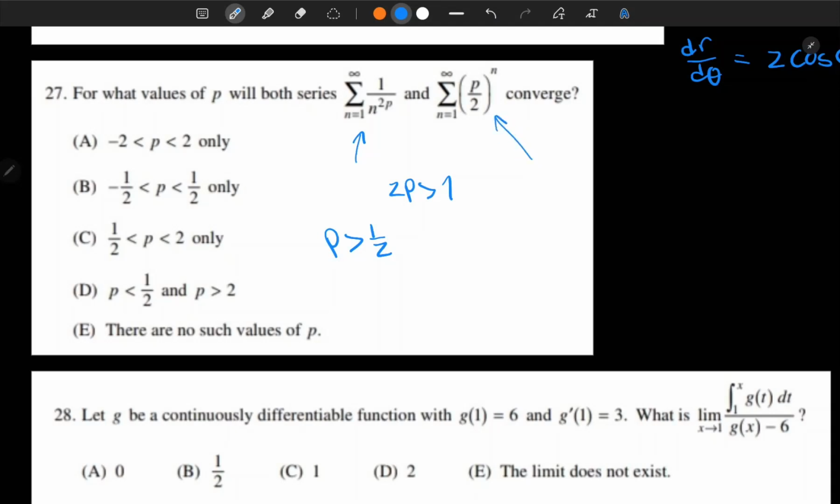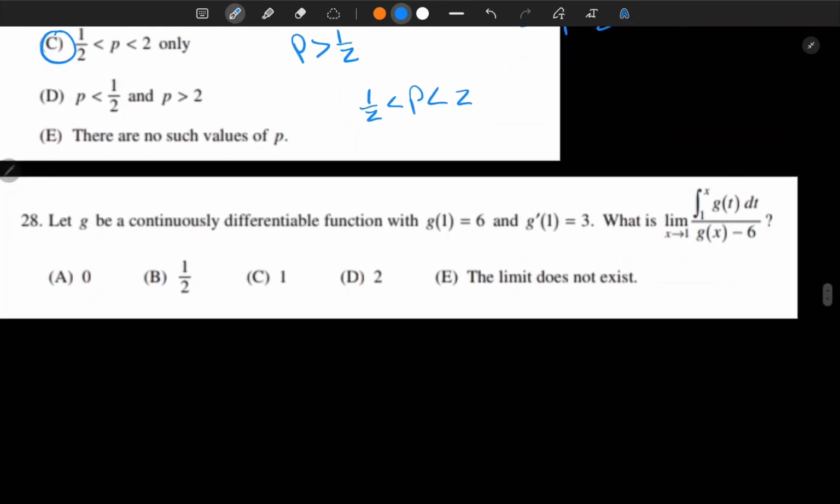And this sequence converges so long as it's a geometric sequence. That means that the absolute value of p is less than 2. So this gives us that -2 is less than p is less than 2, and the other gives us that p just has to be greater than 1/2. If we need both of these to be true, p always has to be less than 2, and p has to always be greater than 1/2. So both of these converge so long as 1/2 is less than p is less than 2. So the answer here is C.